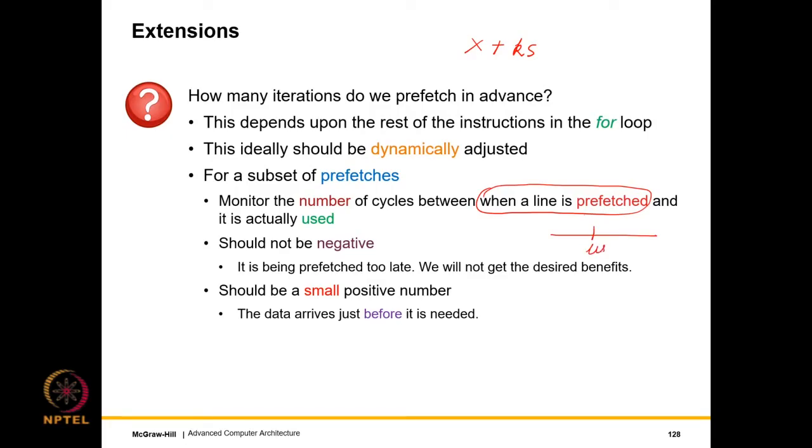So let's say it is used at this point in time, and let us say that it arrives over here and this distance is negative. Essentially this time minus this time means that the prefetched data is arriving too late, so we will not be able to derive the desired benefits. It ideally should be a small positive number, which means that if this is where we want to use the data, this is when the prefetched data should arrive. It should not arrive too early because it would displace useful data, but it should arrive just before the data is used. Then we will be able to do it.